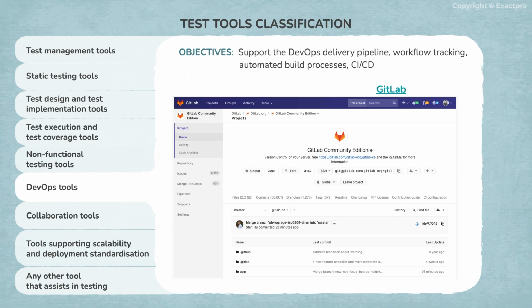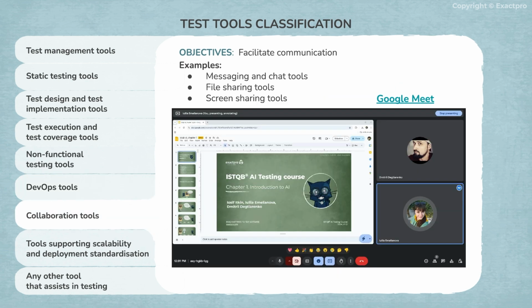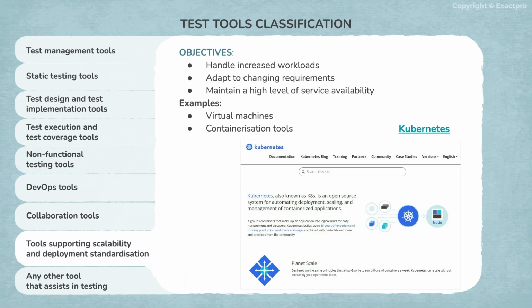6. DevOps tools. DevOps tools support the DevOps delivery pipeline, workflow tracking, automated build processes, and continuous delivery and continuous integration. Example: GitLab. 7. Collaboration tools. Collaboration tools support communication. These tools enable sharing of information, documents, and ideas, promoting efficient and effective collaboration. Some common types of collaboration tools include messaging and chat tools, file sharing tools, screen sharing tools, and so on. Example: Google Meet.